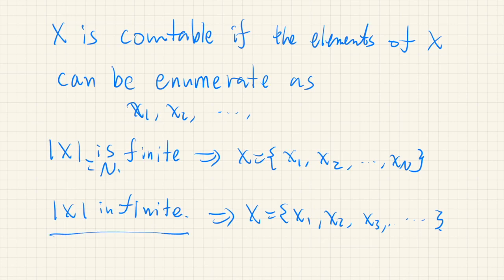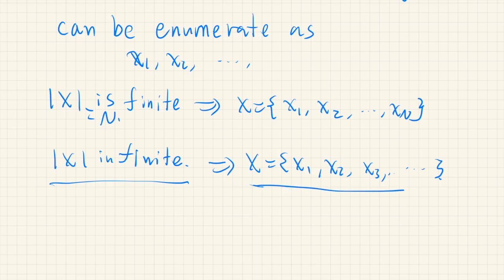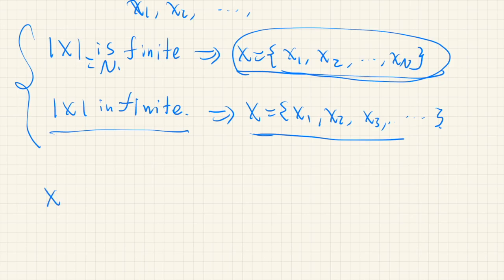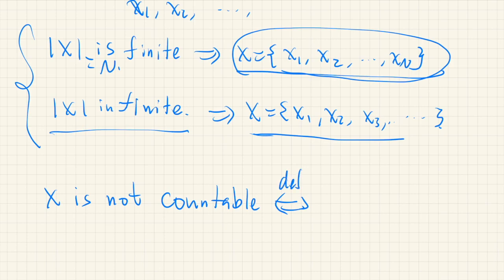So in other words, in this case, there is a bijection from the set of natural numbers to this set X. And in the finite case, there is a bijection from a finite set of natural numbers to this set X. So together, we can say that if there is a bijection from some subset of the natural numbers to that set, then we say that set is countable. Okay? So if X is not countable, we say X is uncountable. Easy, right? So we'll see an example of an uncountable set later.